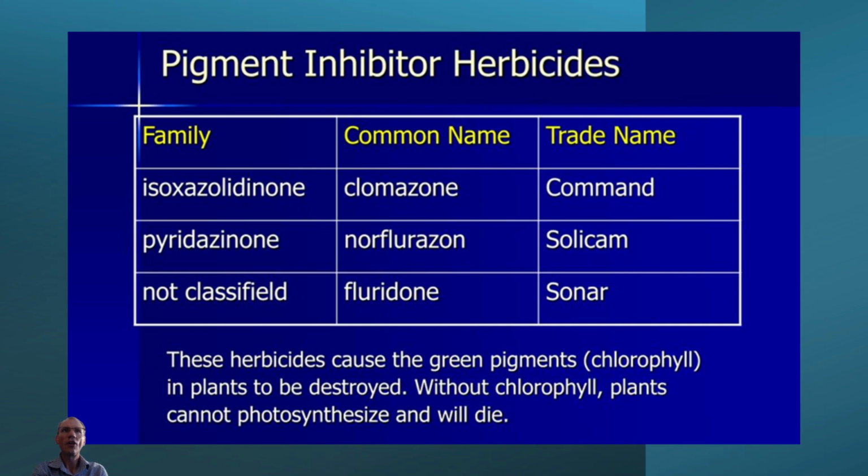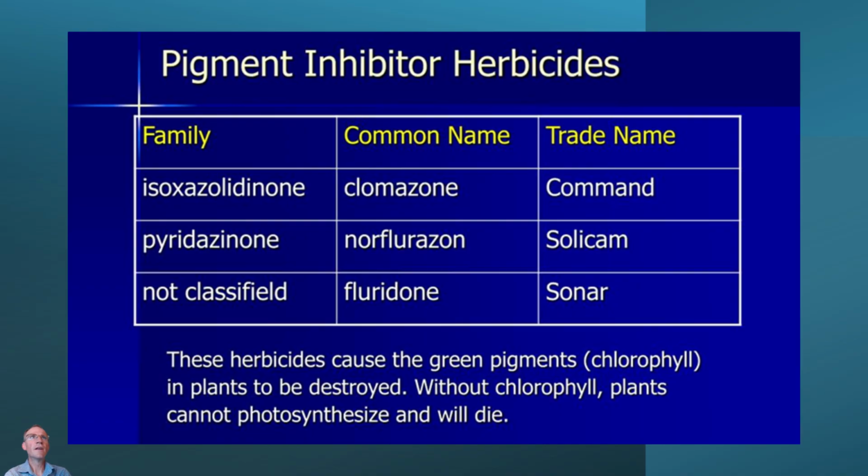Pigment inhibitor herbicides. We're going to talk about the family, the common name, and the trade name of some common pigment inhibitor herbicides. Family, isoxazolinone, common name, clomazone, trade name, Command. Family, pyridazinone, common name, norflurazon, trade name, Solicam. Family, not classified, common name, fluridone, trade name, Sonar.